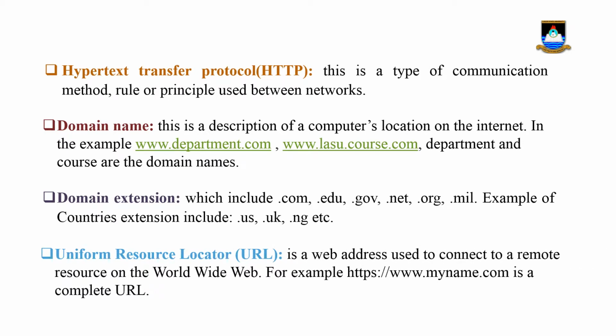Uniform Resource Locator, URL. Now, this is a web address used to connect to a remote resource on the World Wide Web. For example, https://www.myname.com is a complete URL. The above mentioned URL shows a complete URL showing the transfer protocol being used, showing the domain name and the extension used.